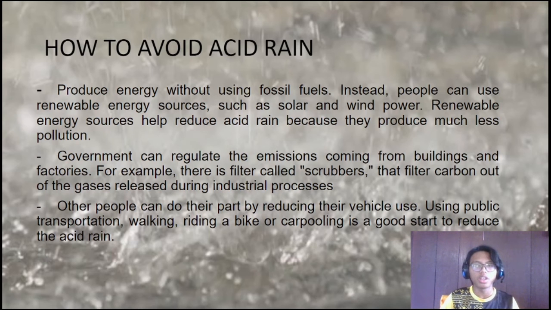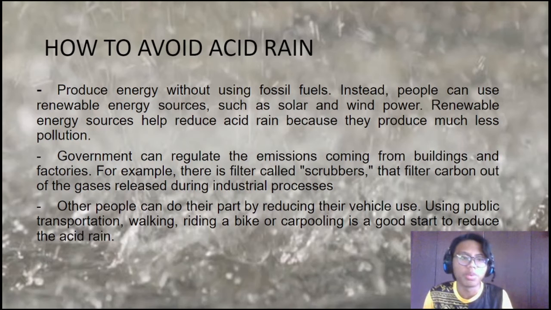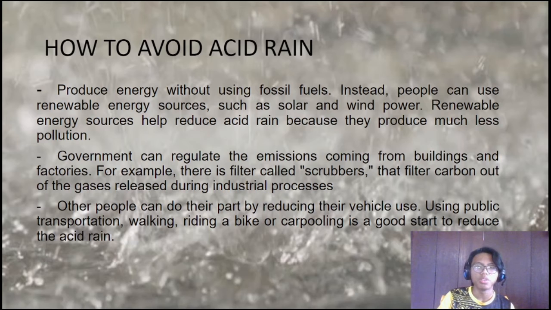Okay, next, how to avoid acid rain. Our first step to avoid acid rain is to produce energy without using fossil fuel. Instead, people can use renewable energy sources such as solar and wind power. This step can be done by the government and industrial management, because renewable energy sources help reduce acid rain, as they produce much less pollution than producing energy by using fossil fuel.